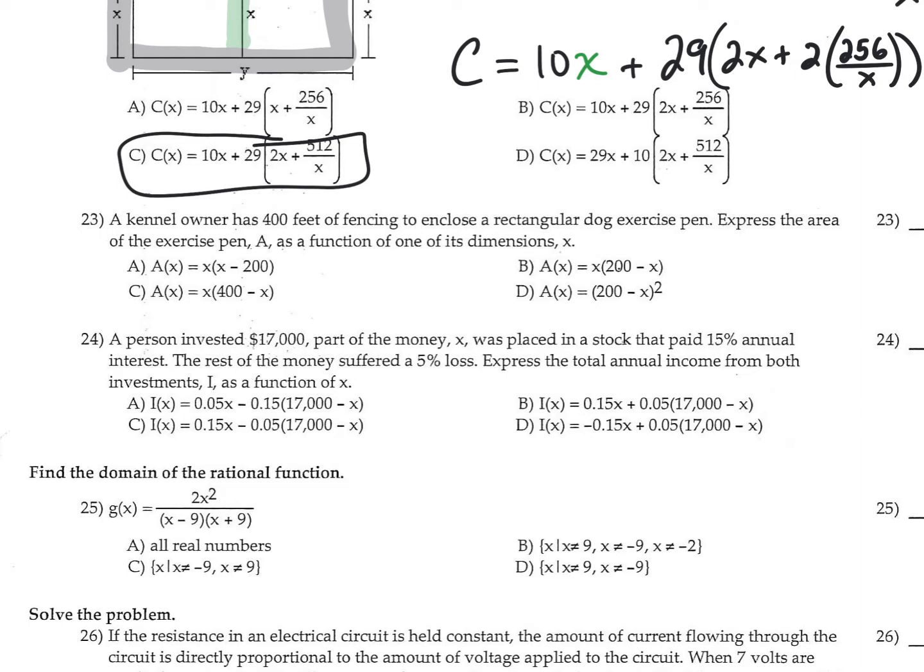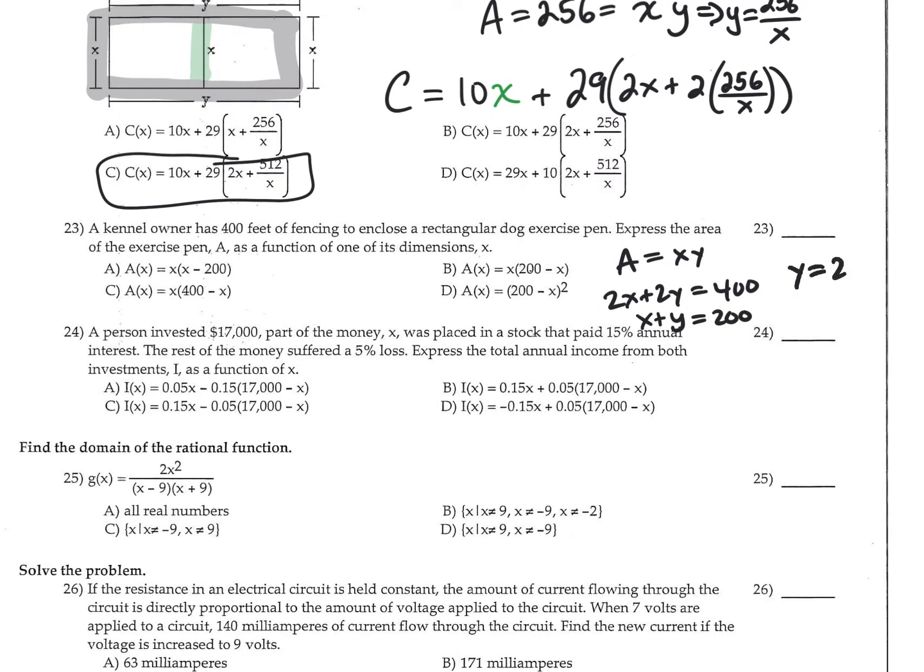More area. Number 23, a kennel owner has 400 feet of fencing, so the area equals xy. 2x plus 2y equals 400, or x plus y equals 200. So they want us to express the area, x times y, as a function of x. So again, I'm going to solve for y, and that x plus y equals 200 means that y equals 200 minus x. That quantity must be multiplied times x, and we can see that that's option B.